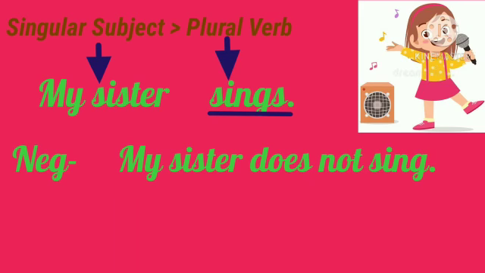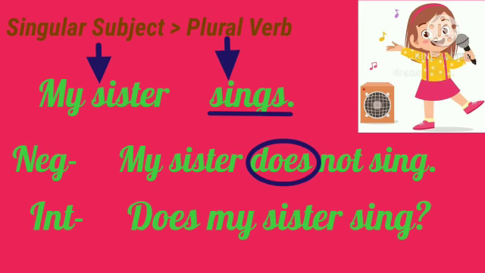Make it interrogative. Does will come to the beginning. So we will start the interrogative sentence with does. Then we will write the remaining part of the sentence. But we will never forget to omit not and add a question mark. Hope you have understood how to change the affirmative sentences into negative and interrogative sentences if we find the subject is singular.